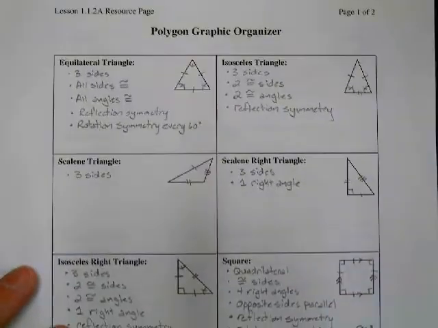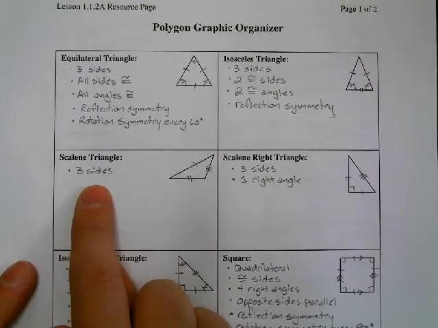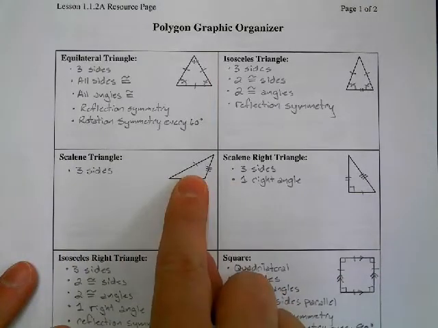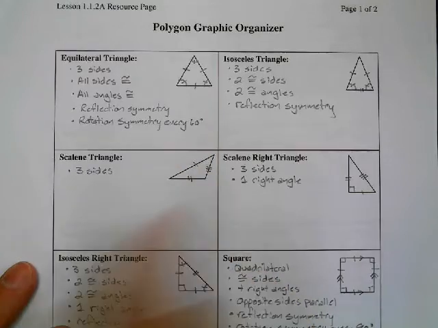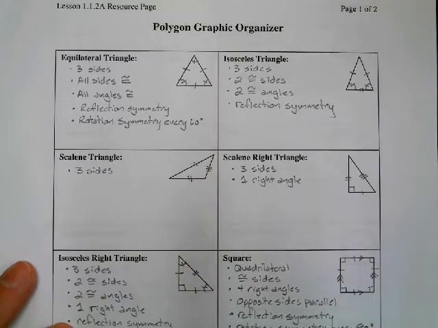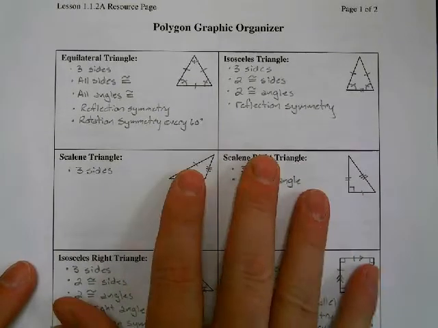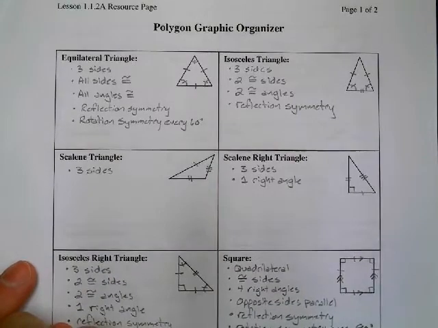Next one, we've got scalene triangle. A scalene triangle has three sides, but none of the sides are congruent. We can see that by these tick marks. We've got one tick mark, two tick marks, three tick marks. So that just means that they're all different on that one. If you haven't already, and maybe you don't have this resource page, at least write down and sketch each of these shapes. Pause if you need to, and write down their characteristics. It'll help you out later on.